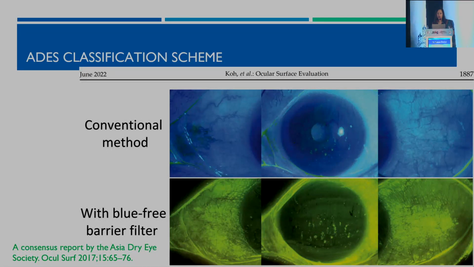Now, I find these Asia Dry Eye Workshop Society parameters very useful. In the conventional method, we use a blue filter, but because blue light is reflected very highly from the surface of the sclera, it can give a good assessment of corneal problems, but not a good assessment of conjunctival problems. Therefore, with a blue-free barrier filter, we can see the conjunctival issues also, and therefore, we should try to use this.